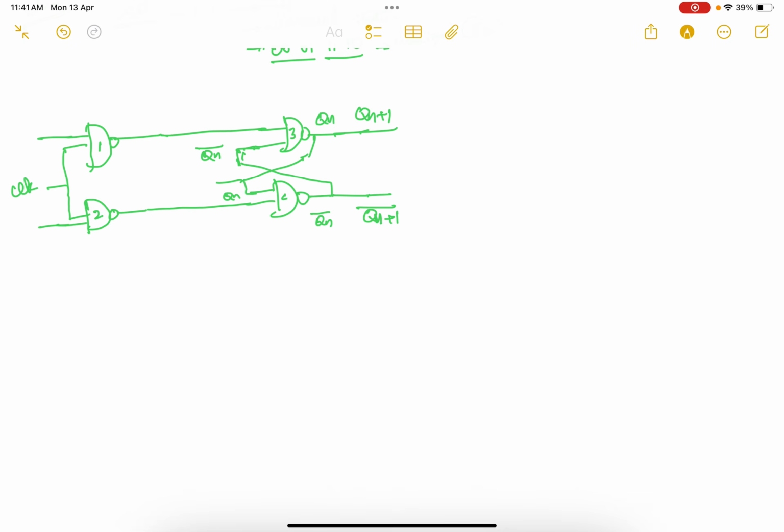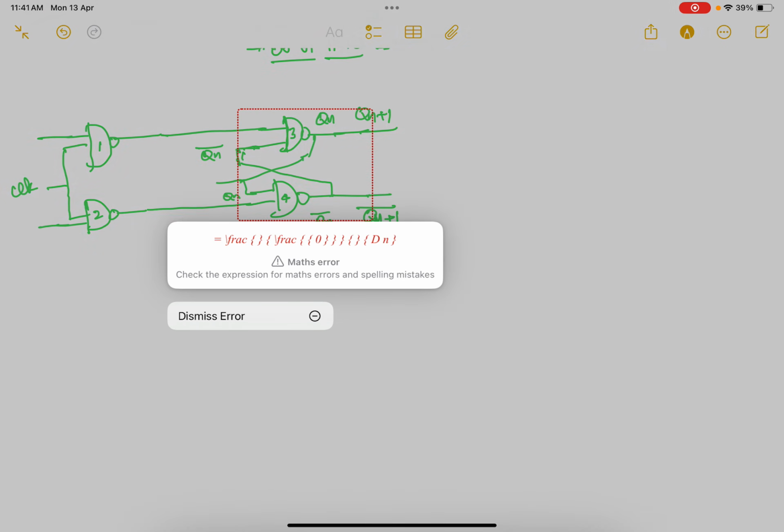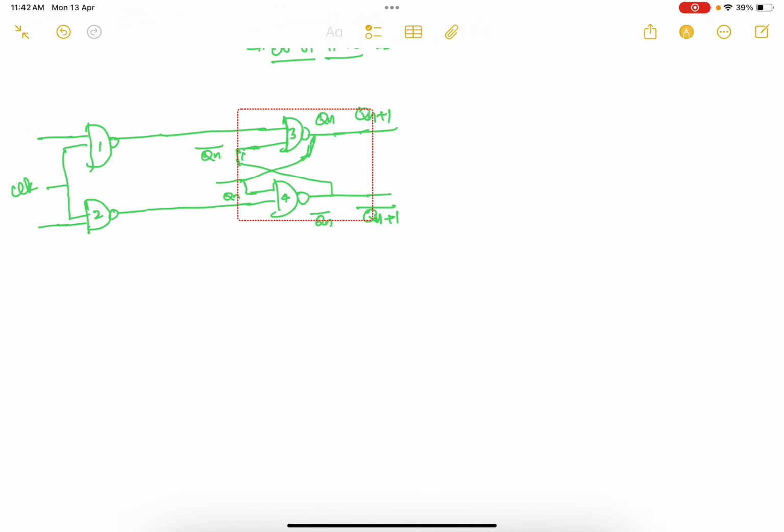But here I am not going to give the inputs as S and R. Instead, what I am going to do is take an output from the Qn. So this Qn is given as an input for the second gate, gate 2. Okay, so now the input here is Qn. And similarly, this here is Qn bar. So this Qn bar I am going to give as an input for the first gate. So one of the inputs is Qn bar.